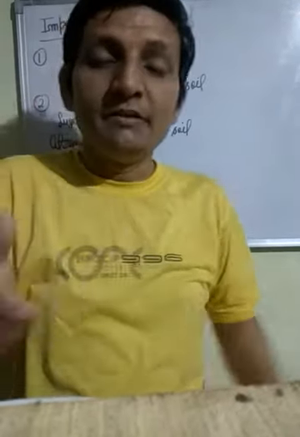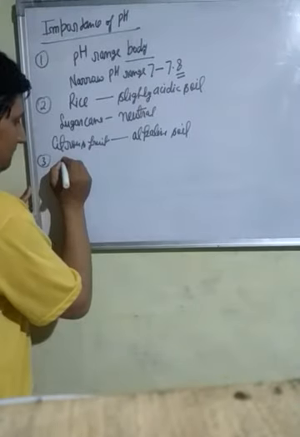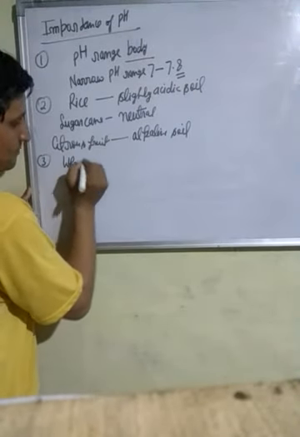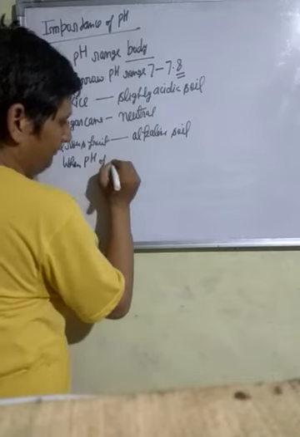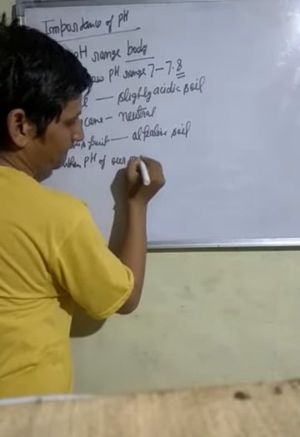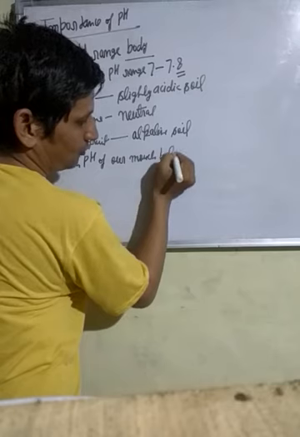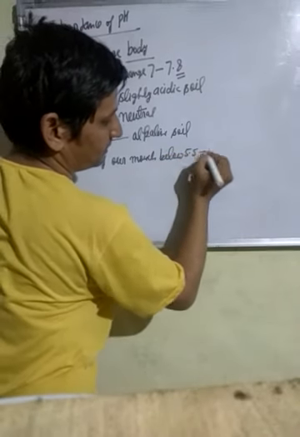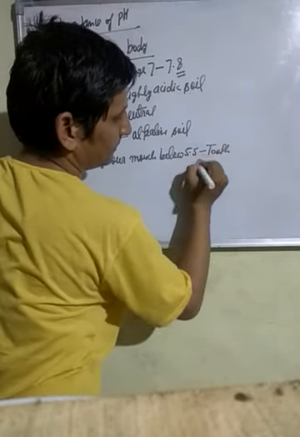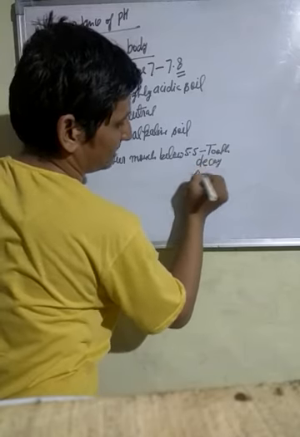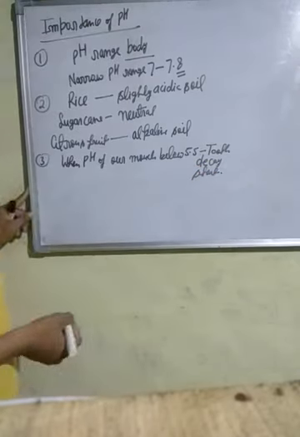When the pH of our mouth goes below 5.5, tooth decay starts. How does tooth decay start? When the pH of our mouth is below 5.5, then tooth decay starts.